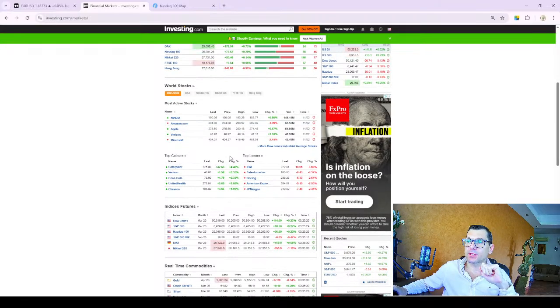Now, top gainers. Okay, top gainers. These are the companies who are the top gainers. Let's say you see Caterpillar has gone up by $32, 4%. That's actually from yesterday, right? And then the losers of yesterday.